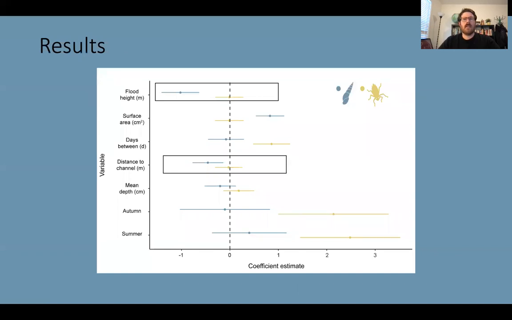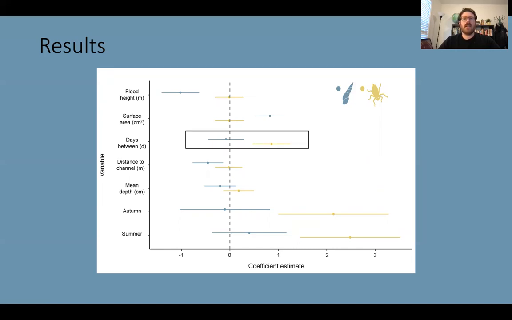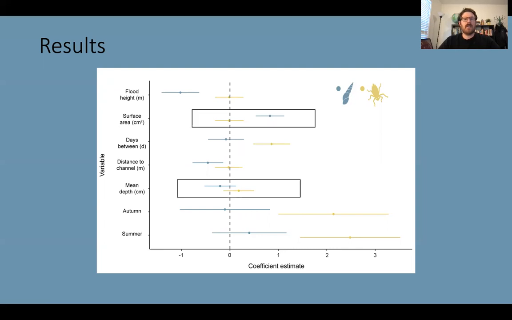We found key differences in how these taxa respond to connectivity. Snail densities decreased with increasing pool flood height and distance to the river channel, while neither of these variables was a strong predictor for dragonfly densities. Nymph densities increased with the number of days a pool was isolated from the river, while there was no effect on snail densities. Only snail densities increased with pool surface area, and depth was a poor predictor of dragonfly and snail densities. As expected, dragonfly nymph densities were higher in fall and summer than in spring, while we found no substantial difference in snail densities among seasons.